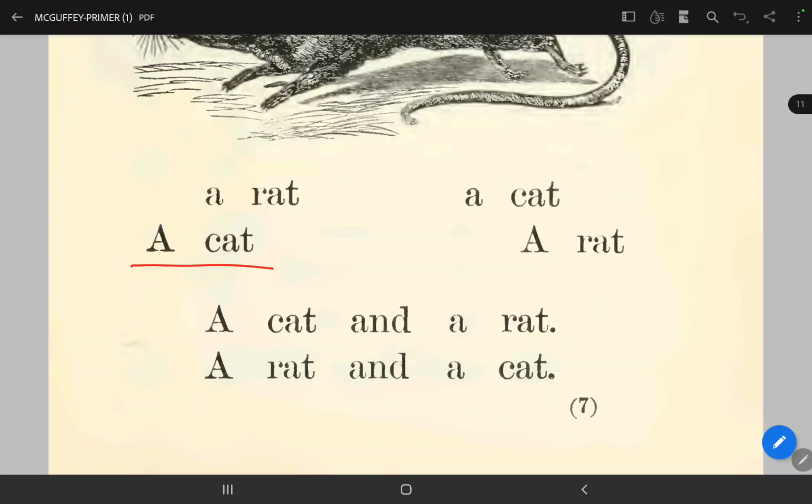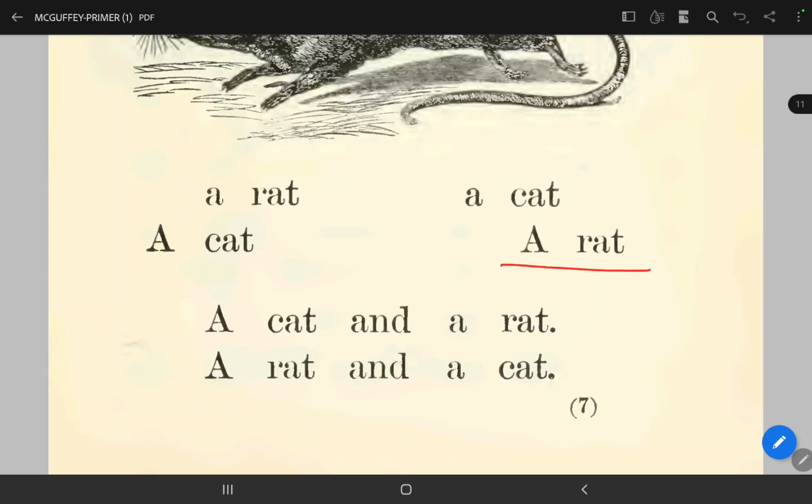Now, if we look down here, we can see we have a capital A. Now, a capital letter is used at the beginning of a sentence. You have here A. The next word is C-A-T. Let's sound that out. The C says K. The A says A. Ca. And then you have the classical T at the end. T. Cat. A cat.